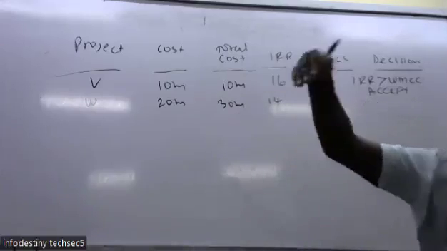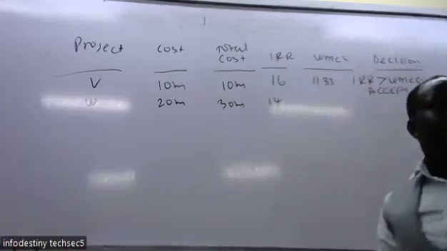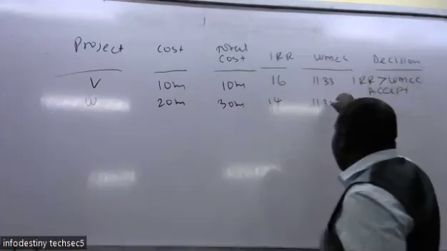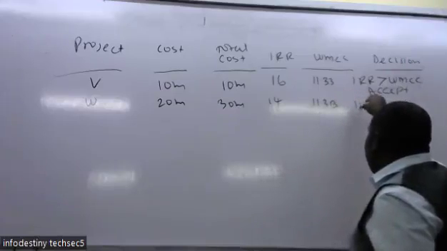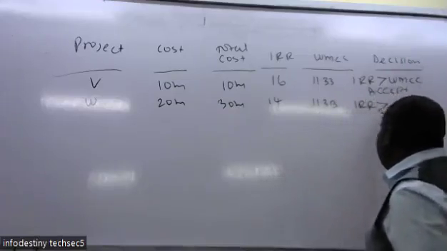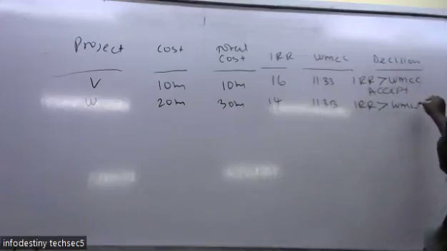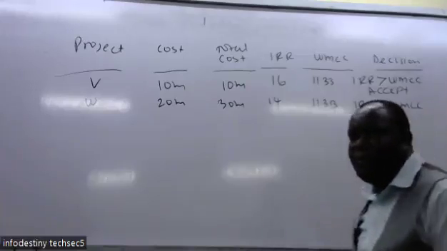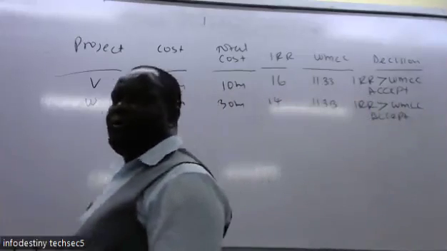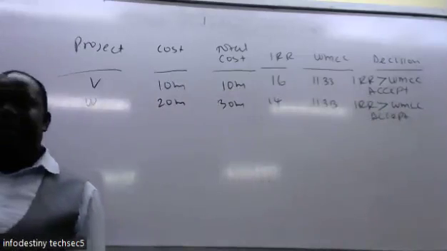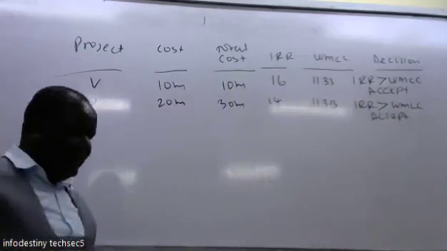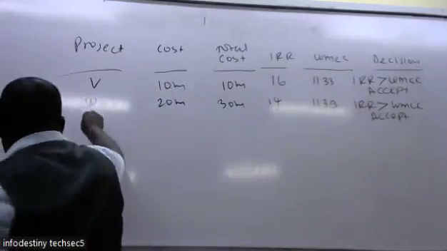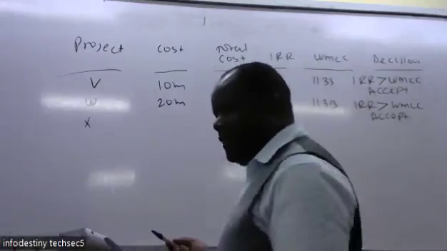So 30 million is still between 0 and 40, which will be what? 11.33. So even this one, IRR is greater than WMCC. So that one we also accept. That one will also be accepted. The next rank will be X according to their order. So X requires a cost of how much? 10.